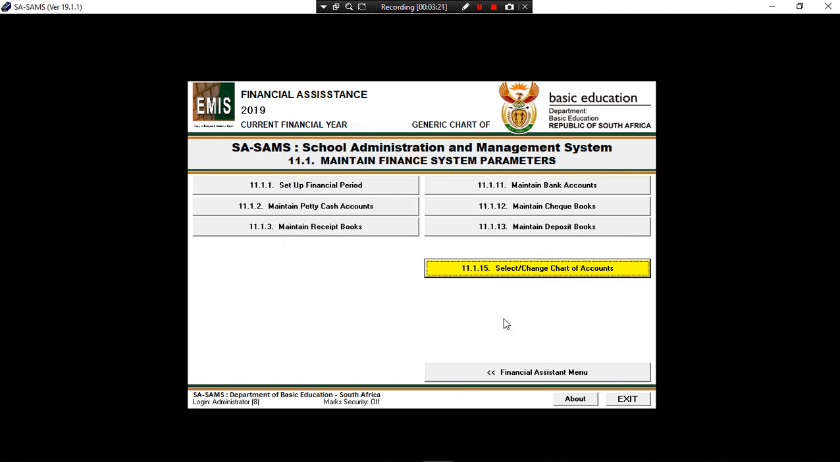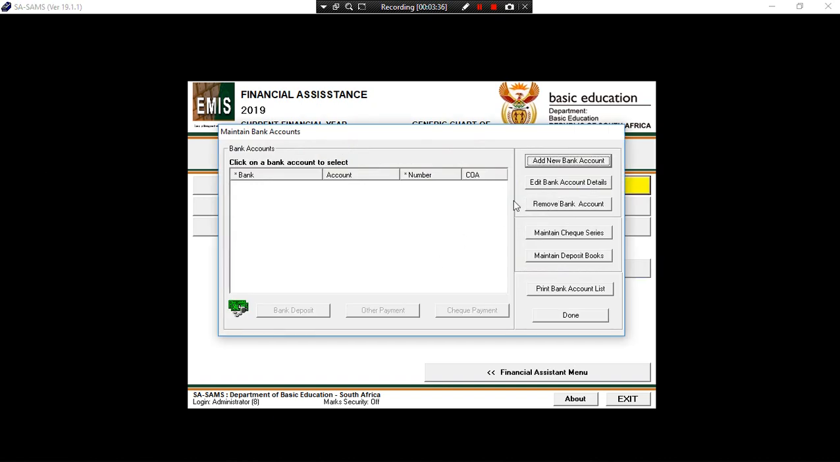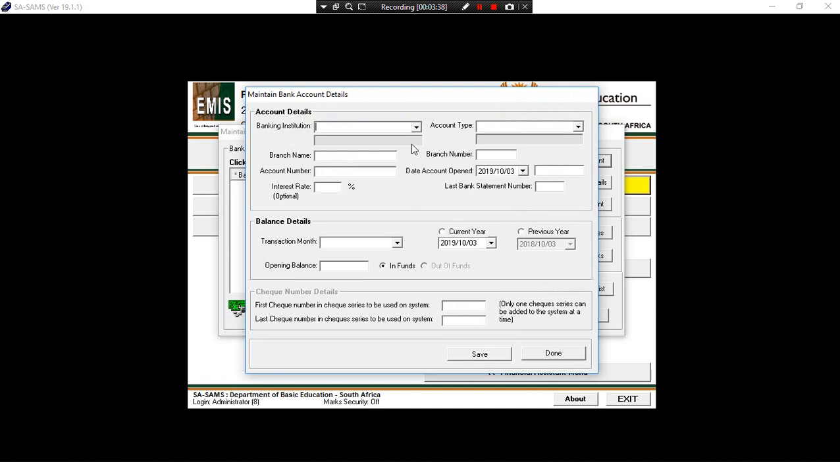Whilst we are in here, we are also going to maintain the bank account. Let's get started with the bank account. After that, petty cash will follow, receipt books, check books, and deposit books. Now we add our bank account. We add a new bank account we will be using for this tutorial. We'll be using First National Bank. We'll be using a check account.